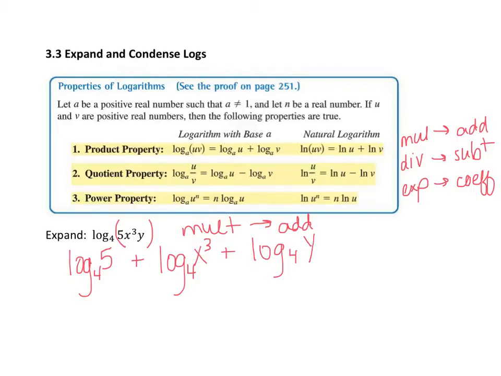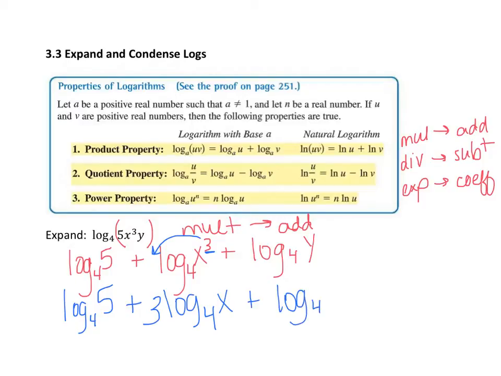The only one I can keep expanding, this one stays the same, is this middle one, because it does have an exponent. Bring that out front. The way I remember it is that a coefficient takes up more space than an exponent, so that's the expanded version. Log base 4 of x plus log base 4 of y.